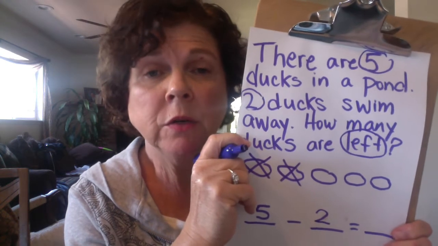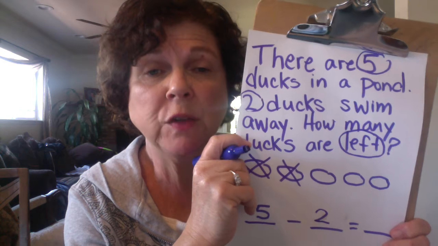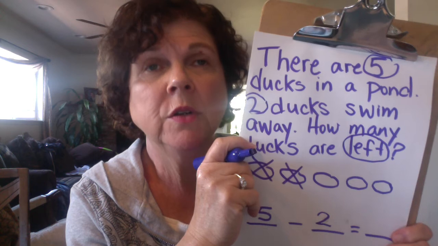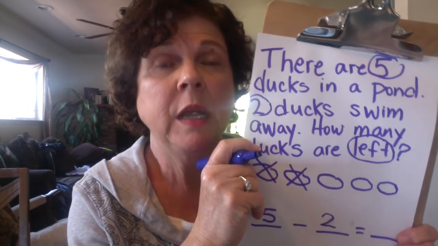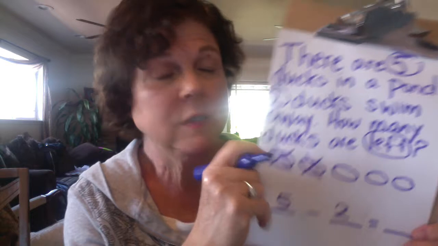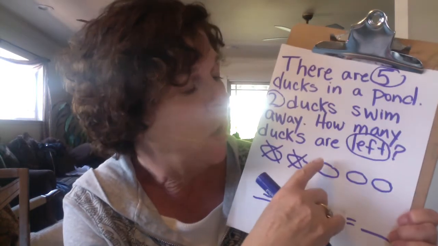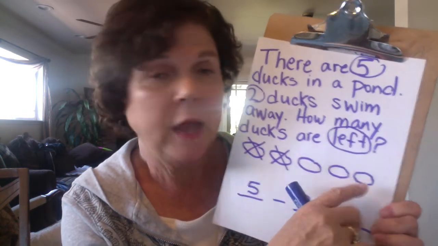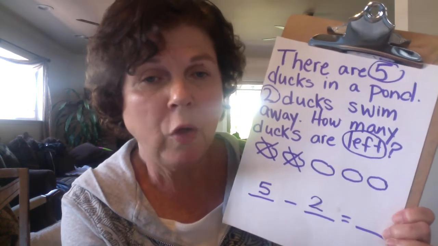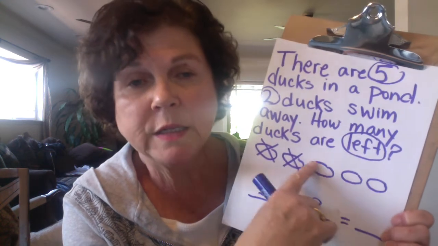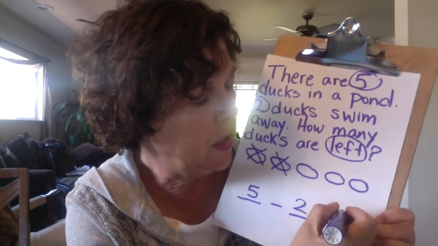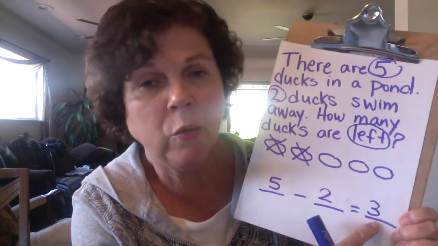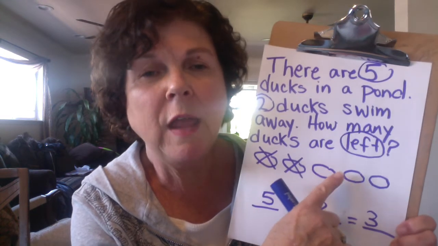To get my answer, and by the way, the answer to a subtraction problem is called the difference. I'll say that again. The answer to a subtraction problem is called the difference. Okay? So the difference, or the answer, is 1, 2, 3. All I have to do is count the ones I did not X off. Okay, I don't want to draw more circles or ovals. I just want to count what is still there. Okay, 1, 2, 3. So 3 goes in my blank. Okay, so it's 5 minus 2 equals 3. So there are 3 ducks still in that pond.